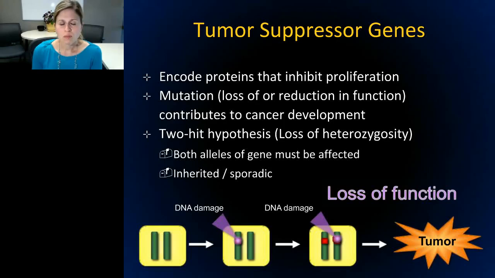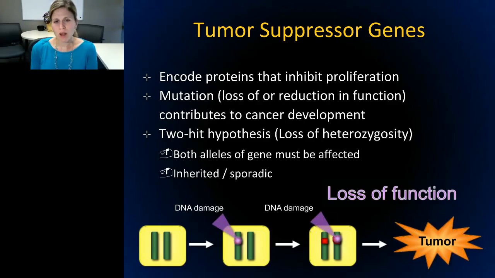So tumor suppressor genes would be the flip side to the oncogenes. These are going to be genes that are encoding for proteins that will ultimately inhibit cell proliferation. By having some kind of a mutation or disruption of the coding sequence, what has happened is we lose or at least reduce the function of any of these tumor suppressor genes. This is what leads to cancer development for these particular problems.